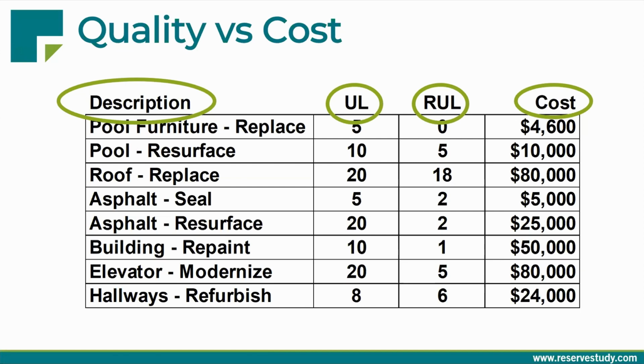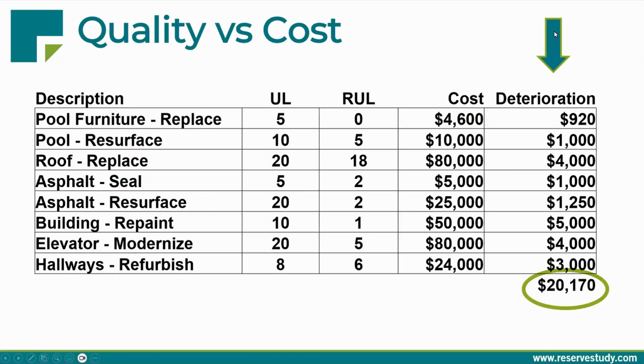I'm going to do one more thing to it. I'm going to add one more column to it, and it's the deterioration. And notice how we've got a little more information here. The deterioration is the cost per year. Easy to see the number perhaps on the pool resurface, a $10,000 cost over 10 years is $1,000 per year.